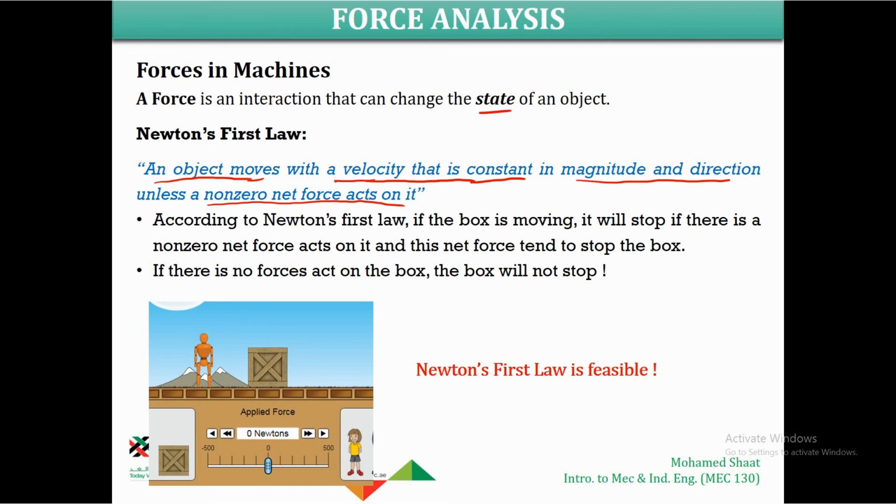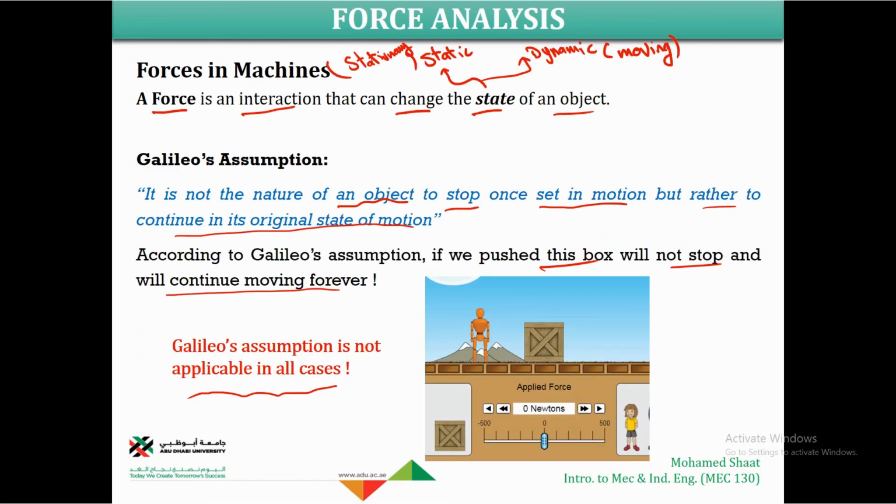So to change the state, to change the speed, to change the object from being stationary to move it, you require a force to change any state of this object. And Newton's first law is more accurate than Galileo's law for this assumption.